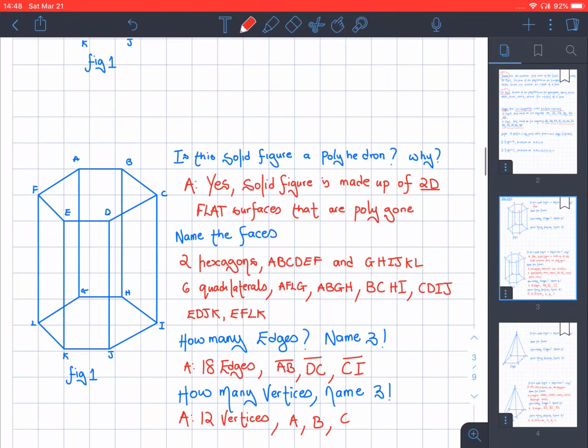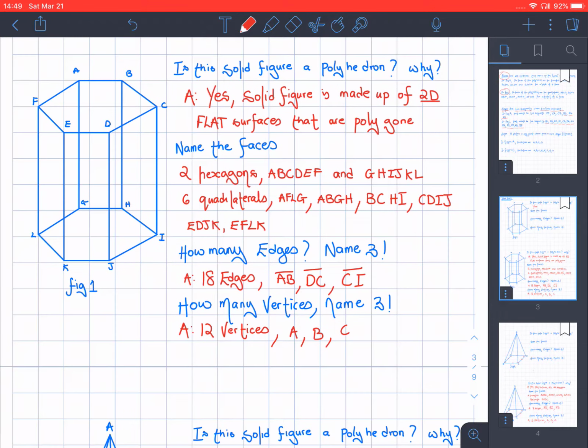Awesome. So I have it all written out here. So yes, it's a solid figure because it's made up of 2D flat surfaces that are all polygons. So if at any point any part of this was curved out, wasn't a flat surface, even though most of it was, we wouldn't be able to classify it as a polyhedron. All the sides have to be flat surfaces that are polygons.